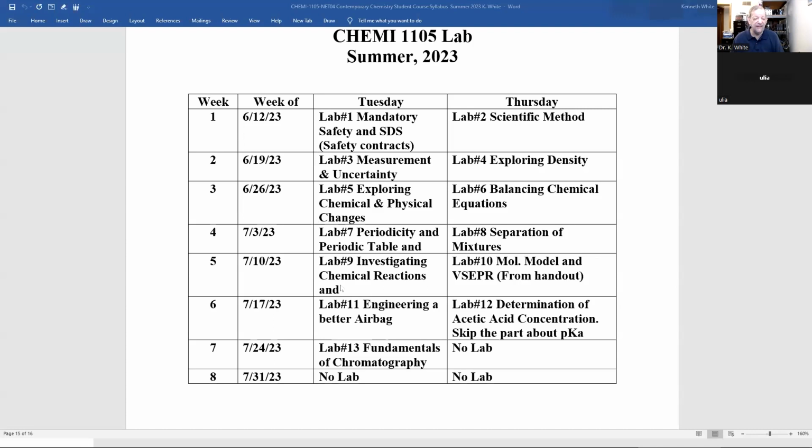By the way, here's where I made the mistake. You'll see lab number 7 on Tuesday, the 4th of July. Nope, I'll do lab number 7 on July 3rd, when we'll still have class.